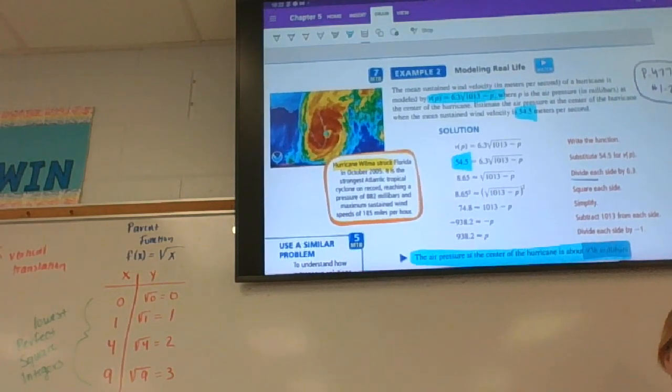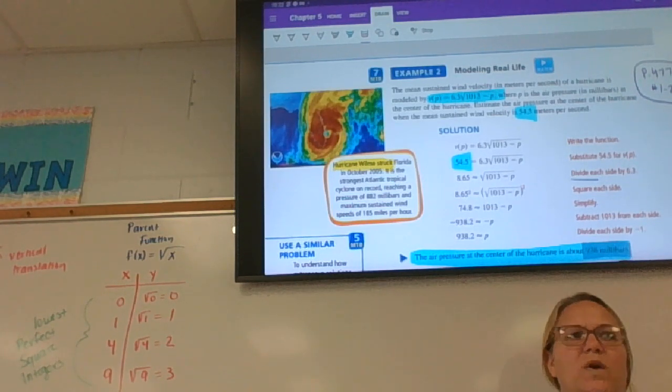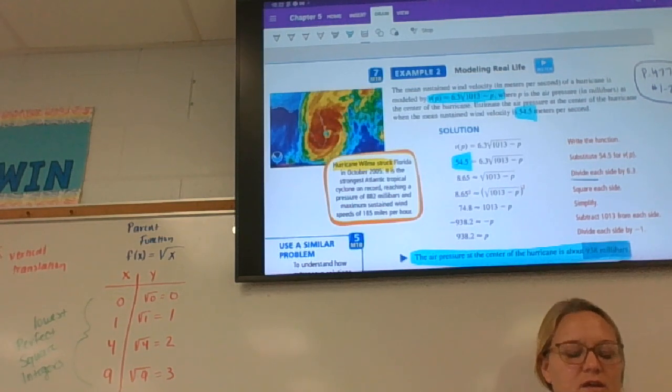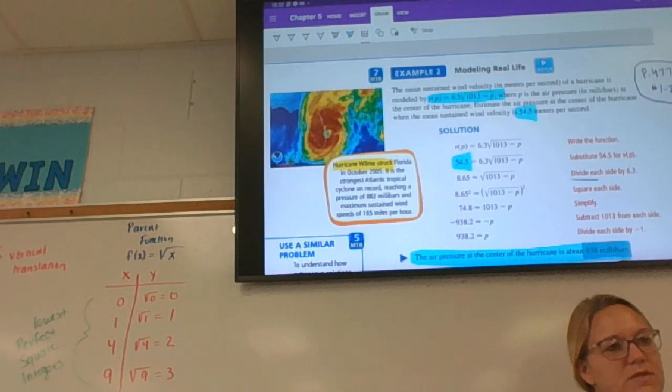So this is the problem you're supposed to be reading. Hurricane Wilma came before most of you were born, in 2005. On record, it was the strongest Atlantic tropical cyclone. It reached 185 miles per hour, which is way higher than what we've seen recently. And the name was Wilma.